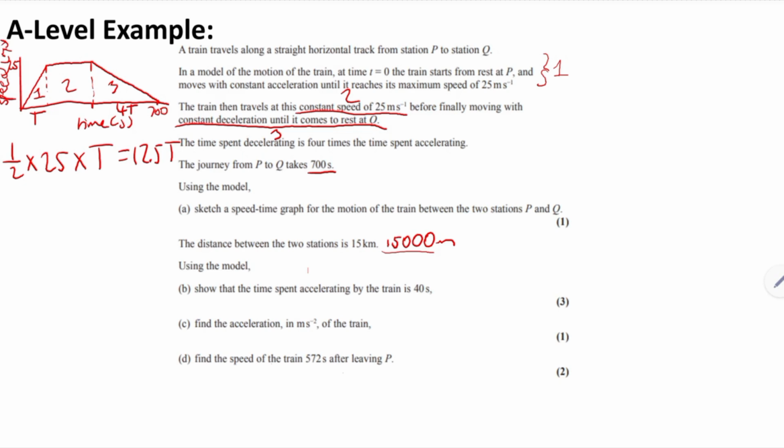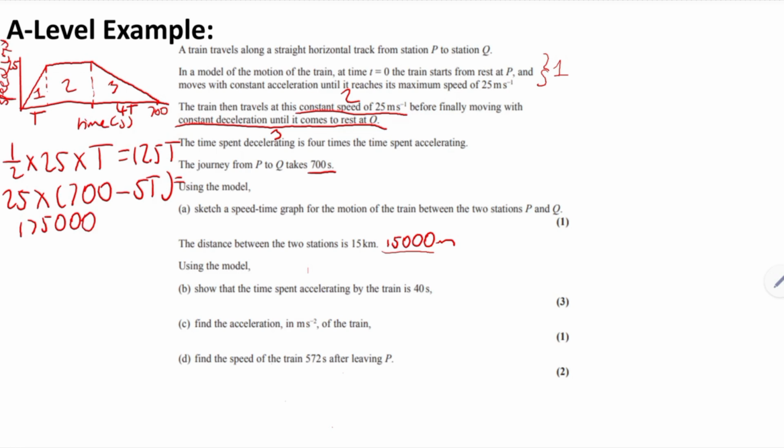Part 2, we don't know the time for part 2, but we know that the whole journey is 700 seconds, and part 1 is t and part 3 is 4t. So for part 2, we need to do 700 minus t minus 4t to get 2 by itself. So we need to do 25, as that is the max speed, multiplied by 700 minus 5t, as 4t plus t equals 5t. And that will equal to 17,500.